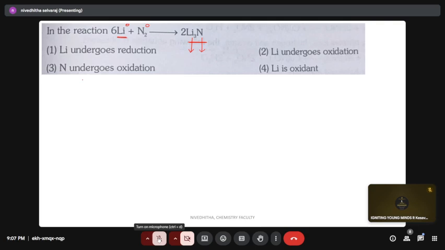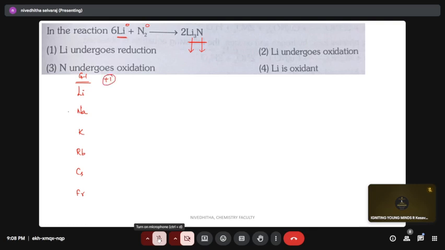So, could you please tell me the other alkali metals? Lithium, sodium, potassium, rubidium, cesium, francium. All these are group 1 elements and they are called alkali metals. And generally, the alkali metals' oxidation state will be +1.